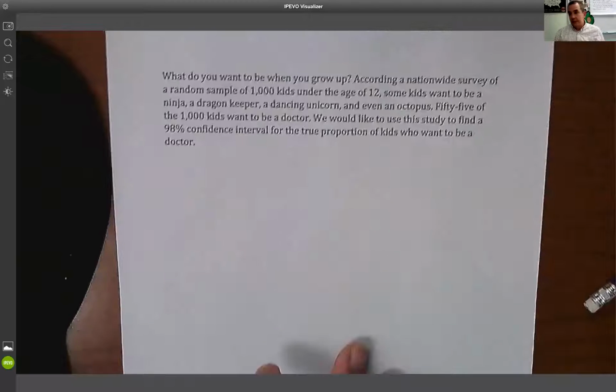Okay, today we're going to do our first inference process. It's going to be a one sample Z interval for true proportion. So what I want to do is walk you through the process of how you do something like this. We're going to be presented a problem that's going to look like this.